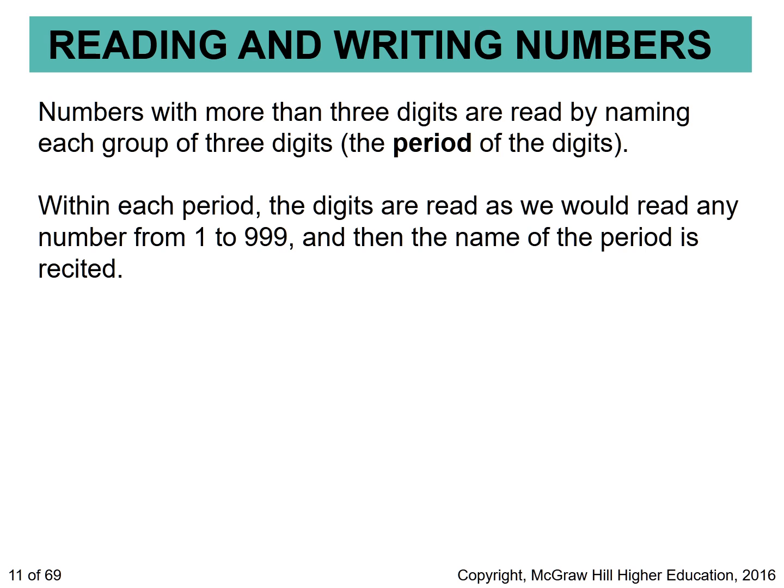And as you know, you're all familiar with, every time we have 3 digits, we use a comma to separate those. Okay, and these are called the periods of the digits. So if it's hundreds, one period, thousands are another period, 10,000s are another period, and so forth. So within each period, the digits are read as we would read any number, and then the name of the period is recited.